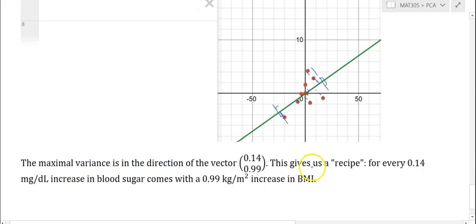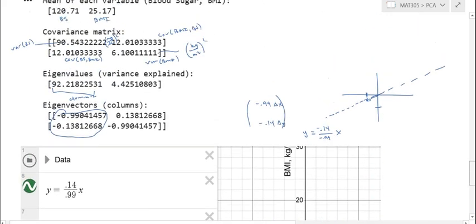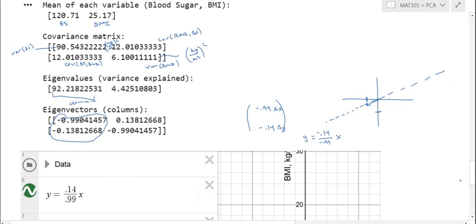This gives us kind of a recipe, like a baking recipe. It says that for every deciliter of blood sugar, you have to add 0.99 kilograms per meter squared of BMI. So indeed, as the blood sugar increases by this amount, BMI goes up by almost 1 unit. This is just an average of how people's blood sugar affects their BMI based on this toy data. This is not real data, but you would probably expect to see something similar in real life.